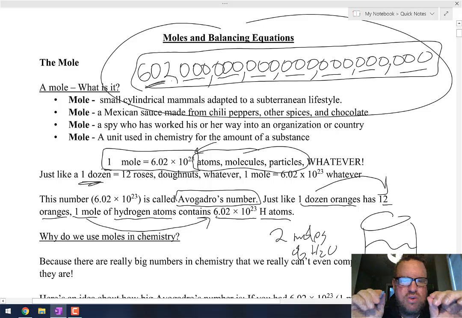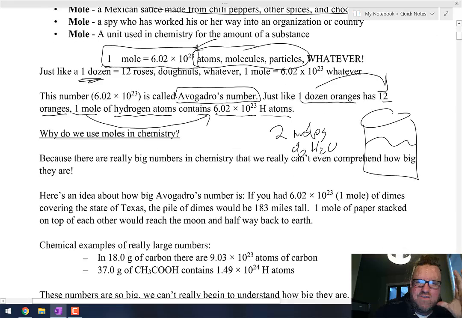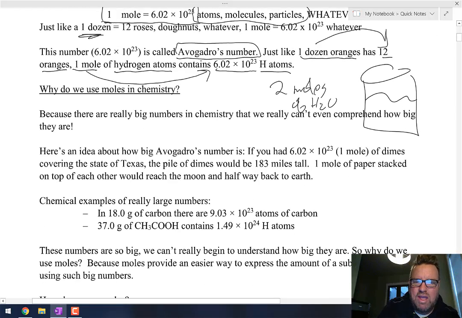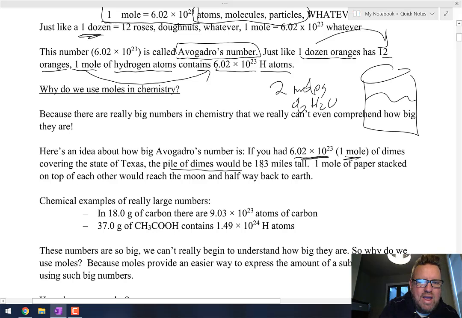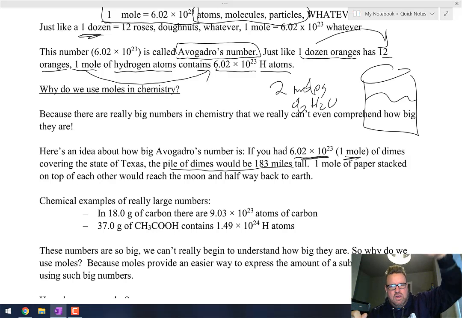actually 602 sextrillion. That's how big that number is. Again, a number our brains can't even really comprehend. Here's an idea of how big it is. If you had this many dimes, those little tiny coins that are super thin, really small. Let's say you had a mole of them, 1 mole of dimes, and you started putting them all over the state of Texas. You would not only cover the whole state of Texas, but that pile of dimes would fill up the whole state of Texas and then go up 183 miles into the sky. It's not one stack, it's covering the whole state of Texas and then going up 183 miles. That's a lot of dimes.